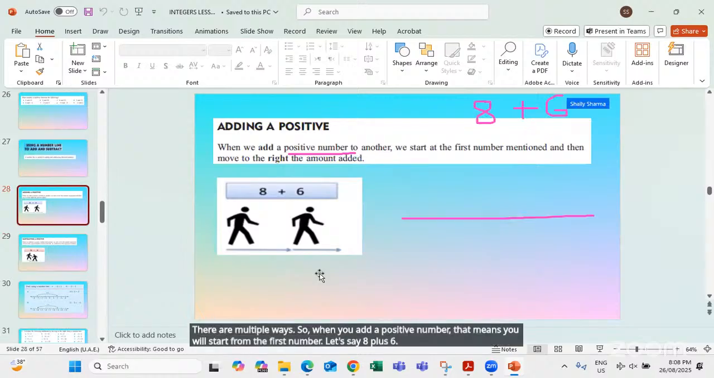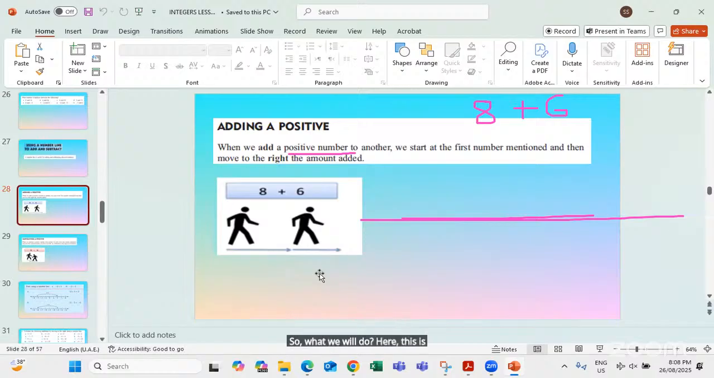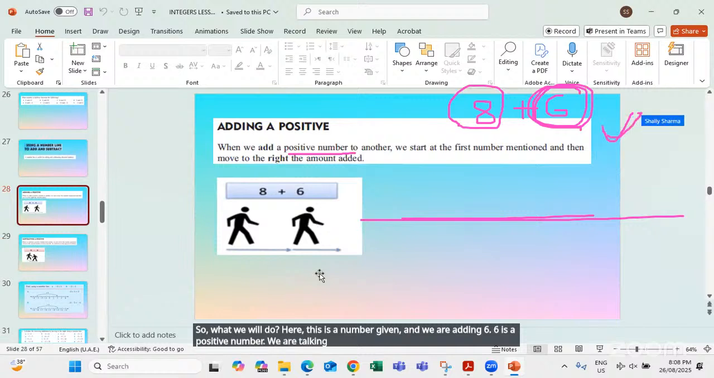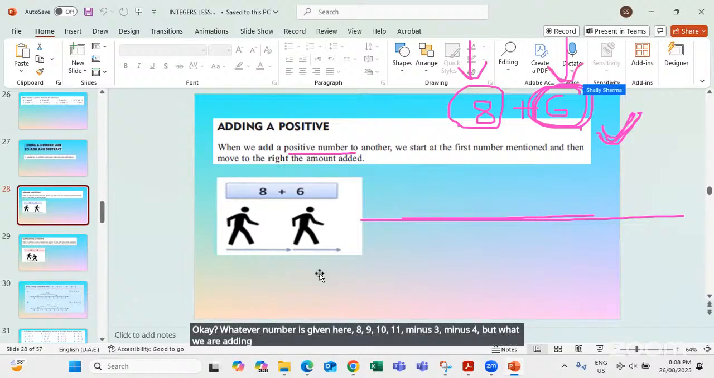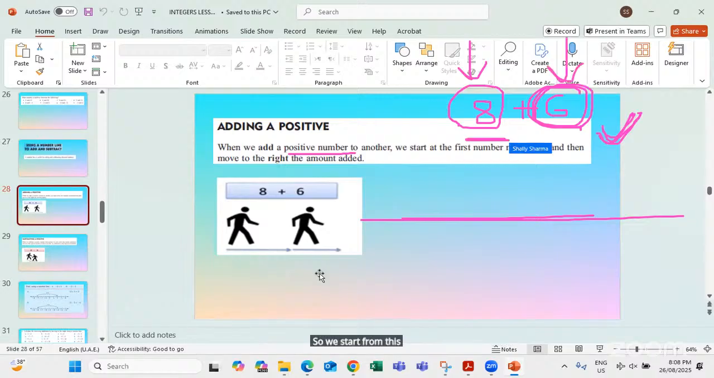So what will we do? Here, this is a number given and we are adding 6. 6 is a positive number. We are talking about this, that we are adding a positive number. Whatever number is given here, 8, 9, 10, 11, but what we are adding, that is +6. So we start from this number, which is the starting point.